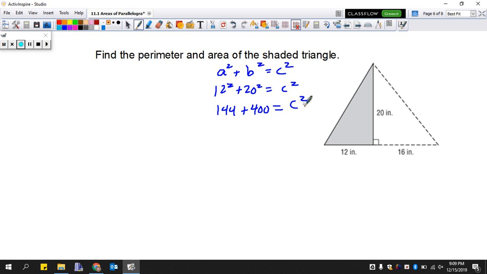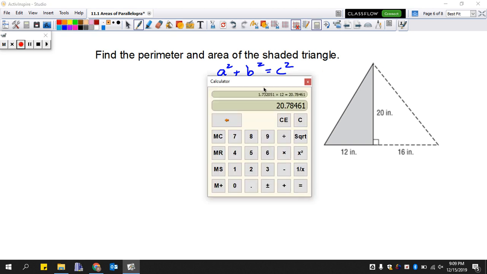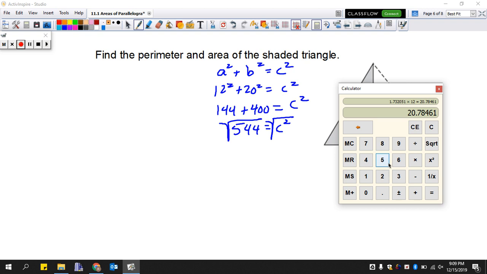And so we end up with 544 is equal to c squared. When we take the square root of both of those, we find out that the square root of 544 is 23.3, which is equal to c.